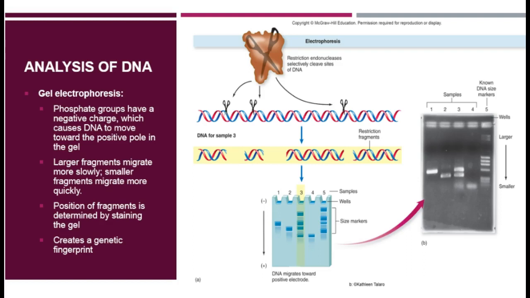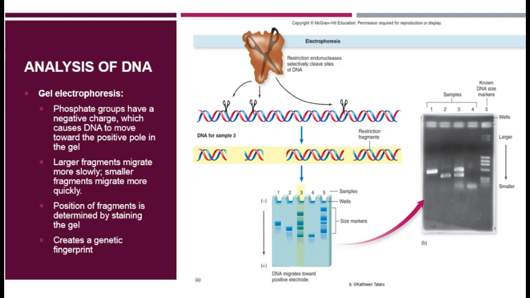And since DNA is negatively charged, when we add an electric current to this gel, the DNA is going to move towards the positive pole in the gel. And the larger pieces of DNA are going to move at a slower rate than the smaller pieces.